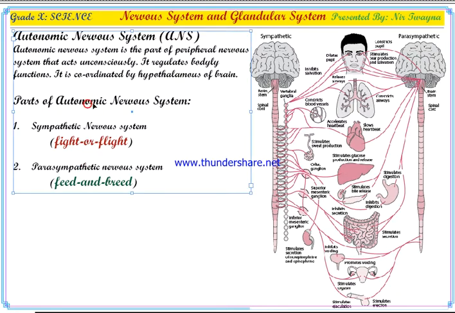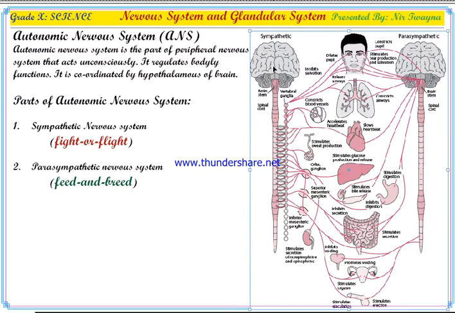Now you know what the autonomic nervous system is. The part of our nervous system, certain parts of our brain, spinal cord and peripheral nervous system, act on their own without our consciousness to balance the vital functions inside our body. Okay, and that part of the nervous system is known as the autonomic nervous system.